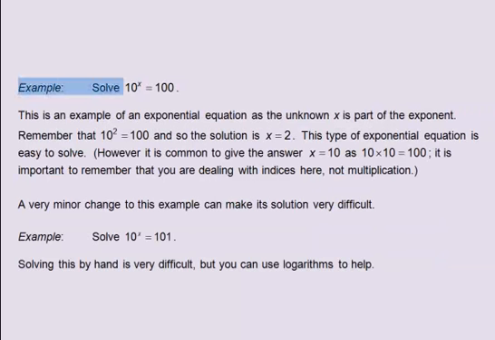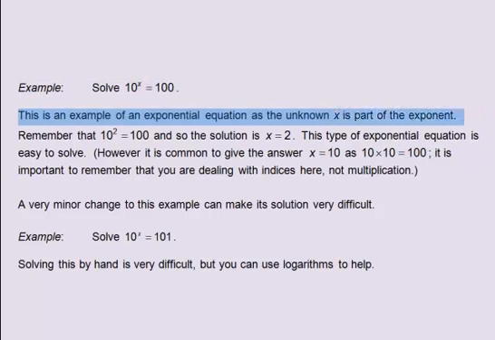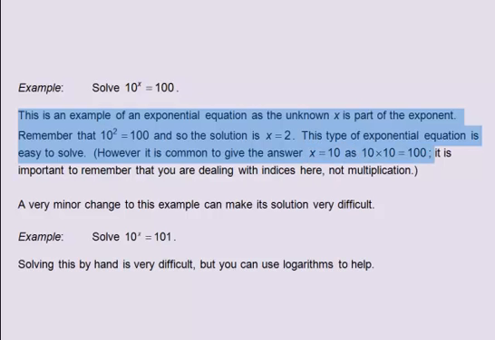Example. Solve 10^x = 100. This is an example of an exponential equation as the unknown x is part of the exponent. Remember that 10 squared equals 100, and so the solution is x = 2. This type of exponential equation is easy to solve. However, it is common to give the answer x = 10, as 10 times 10 equals 100. It is important to remember that you are dealing with indices here, not multiplication.